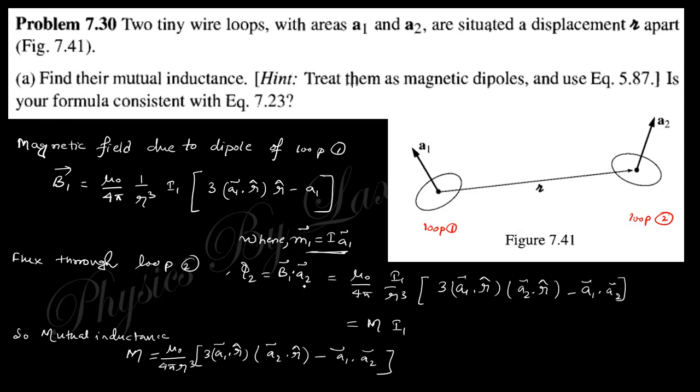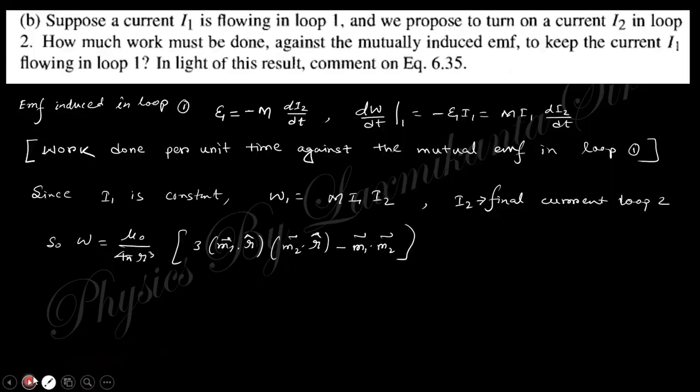So the flux will be B1 dot A2. This dot product gives you like that, and this is nothing but M I1. If you compare these two equations, the I1 cancels out. So M equals mu naught by 4 pi R cubed times [A1 dot A2 minus 3 (A1 dot R hat)(A2 dot R hat)]. This is the mutual inductance.